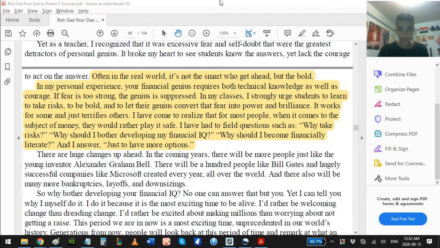I have come to realize that for most people, when it comes to the subject of money, they would rather play it safe. I have had to field questions such as, why take risks? Why should I bother developing my financial IQ? Why should I be financially literate? And I answer, just to have more options. And that's just it, guys, just to have more options.